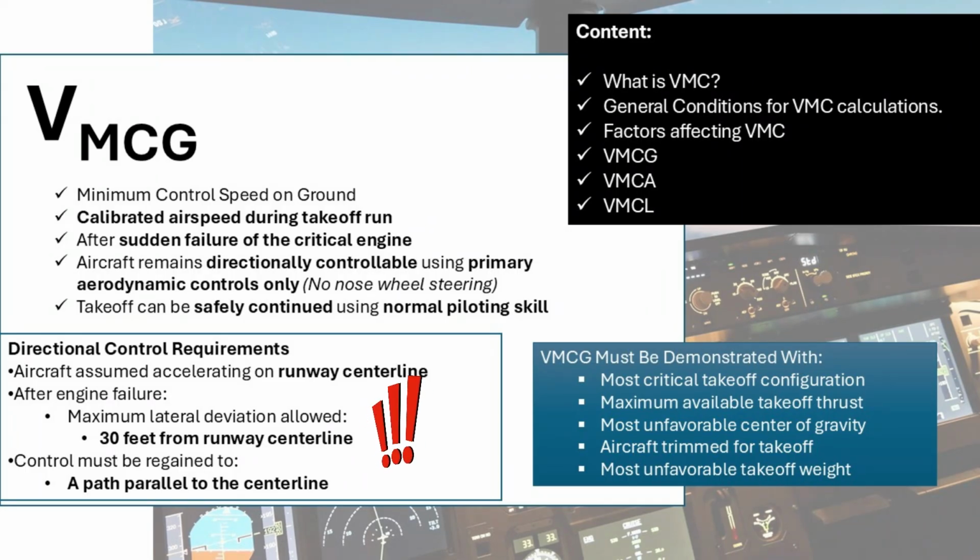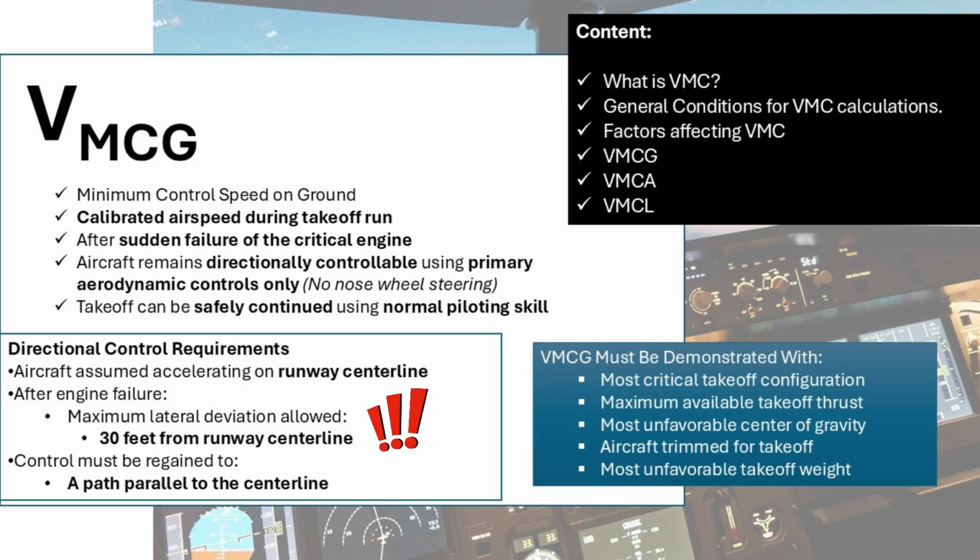After the critical engine failure, the aircraft must not deviate more than 30 feet laterally from the runway centerline until directional control is regained. The yawing moment created after engine failure is directly related to the thrust produced by the live engine. On the ground, the only aerodynamic surface available to counter this yaw is the rudder. The minimum airflow speed over the rudder required to maintain directional control is known as VMCG.